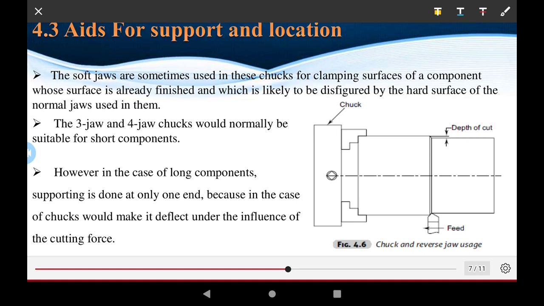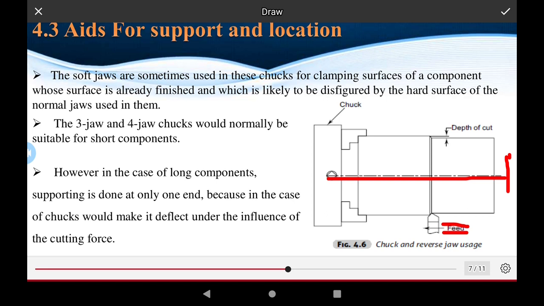However, in the case of a long component, this is the center of the machine. This is the center of the workpiece, and the workpiece is supported at the tailstock. This is the tool post, provided to support the tools, and the tailstock also supports the workpiece.